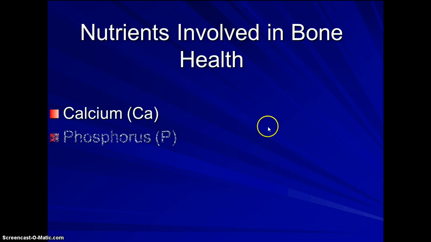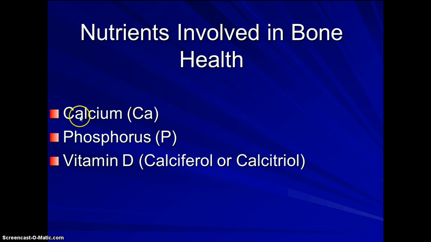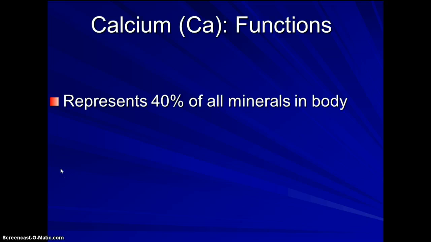All right, let's talk about some of these nutrients. Calcium and phosphorus are minerals, and I always delineate that minerals can be found on the periodic table of the elements, whereas vitamins are not on the periodic table of the elements. These are the minerals that are most important in bone health. So let's go through each one.